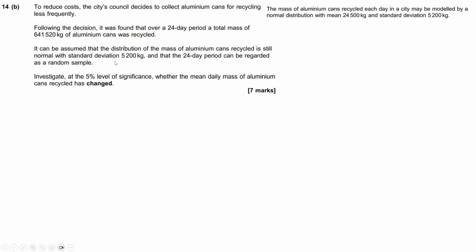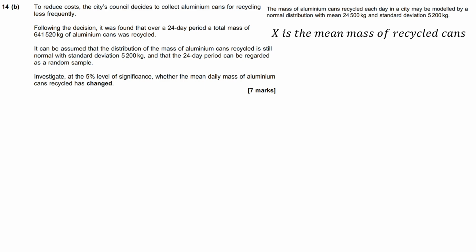Here we're doing a hypothesis test. We've got this many kilograms of aluminium over a 24-day period, but we're doing it on a daily basis, so we're looking at the daily change. If we say X bar is the mean mass of recycled cans, we've got a null hypothesis of 24,500. Where is that? Yeah, up here. Because that's just a base claim.